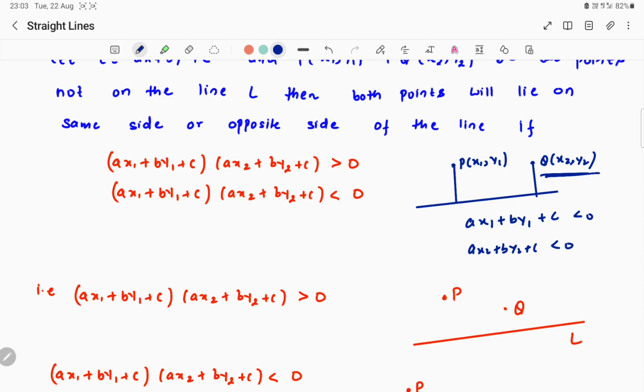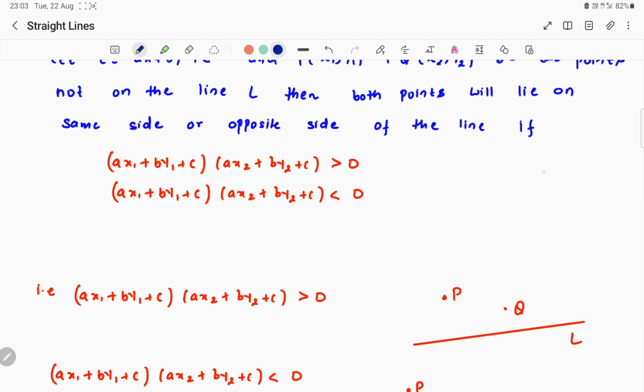So mathematically, how can we represent this information? Their product has to be positive. That's the reason we get (ax1 plus by1 plus c) into (ax2 plus by2 plus c) greater than 0. The product will be greater than 0, since either both will be negative or both will be positive. If they are on opposite sides, one will be positive and the other negative, so mathematically the product will be negative.